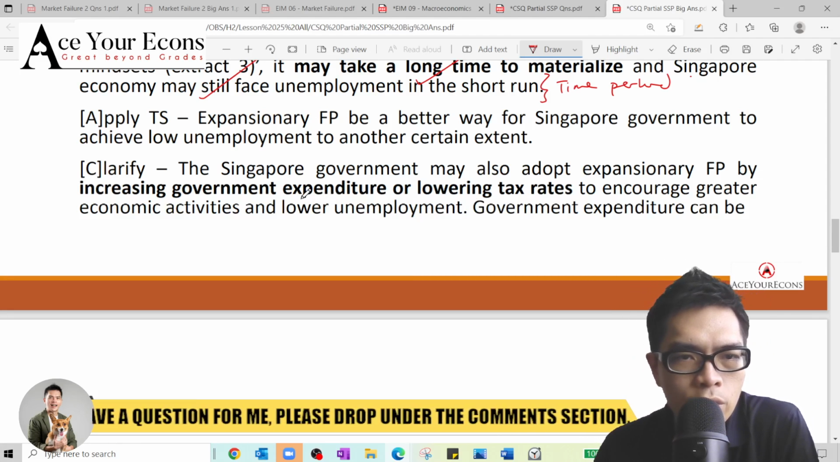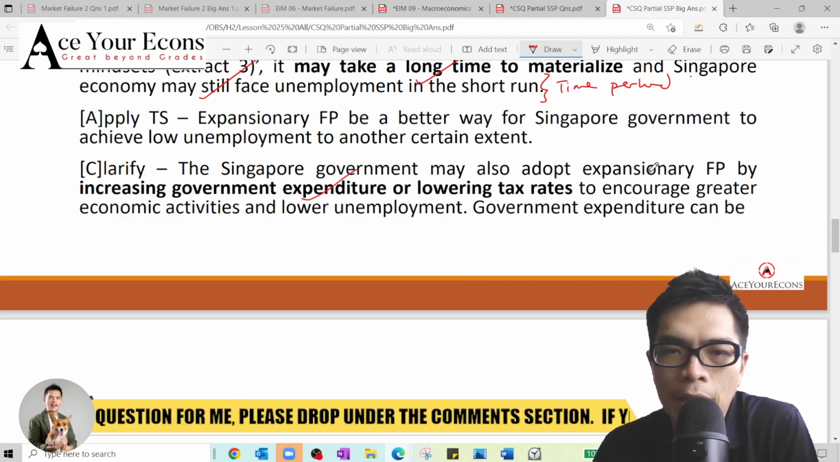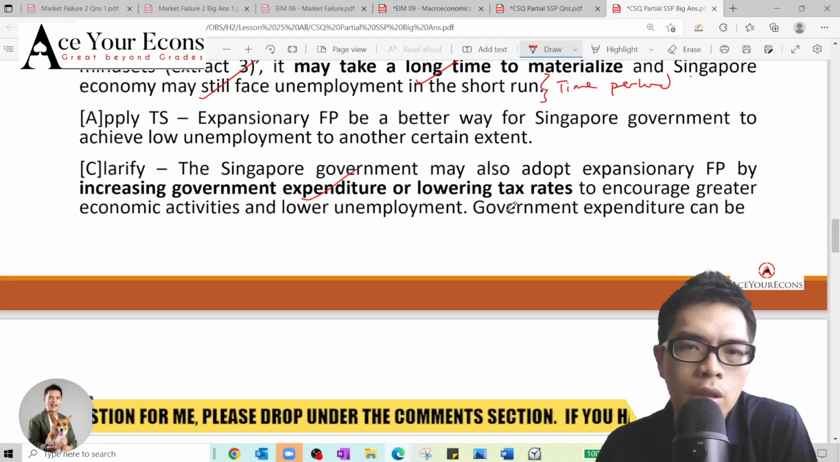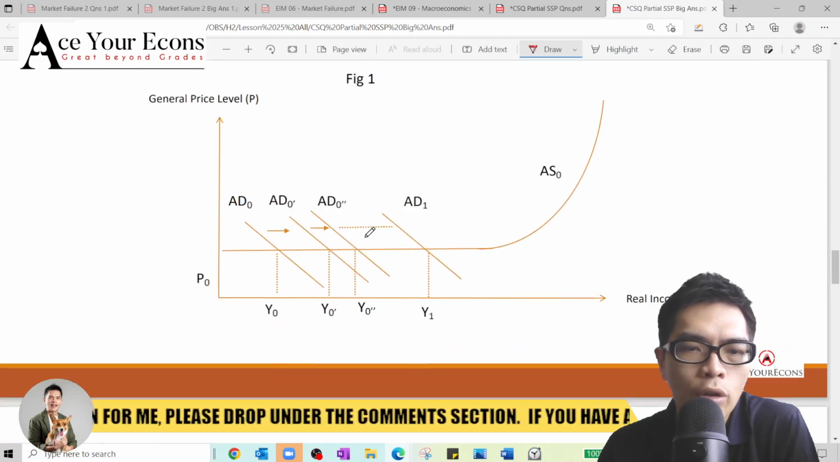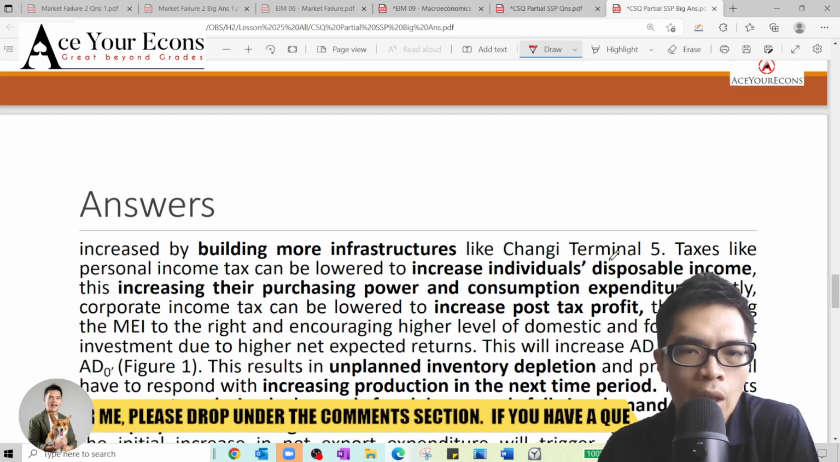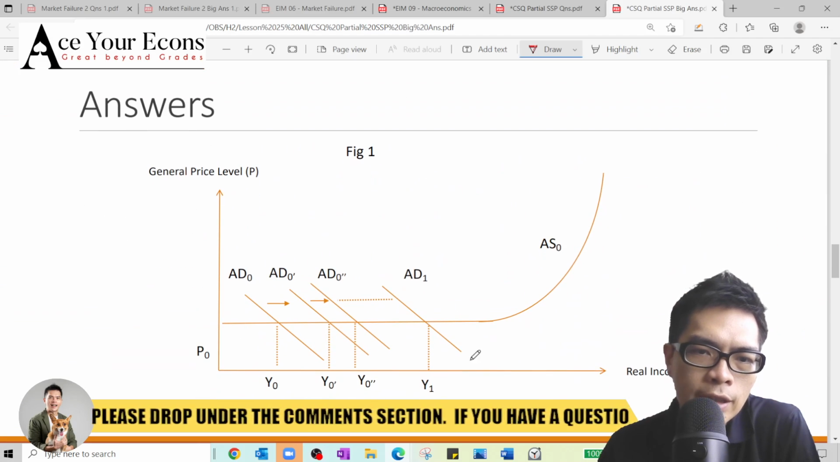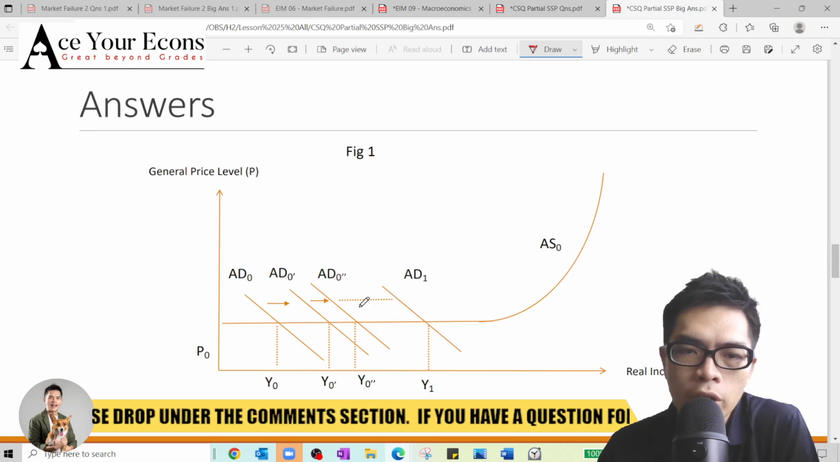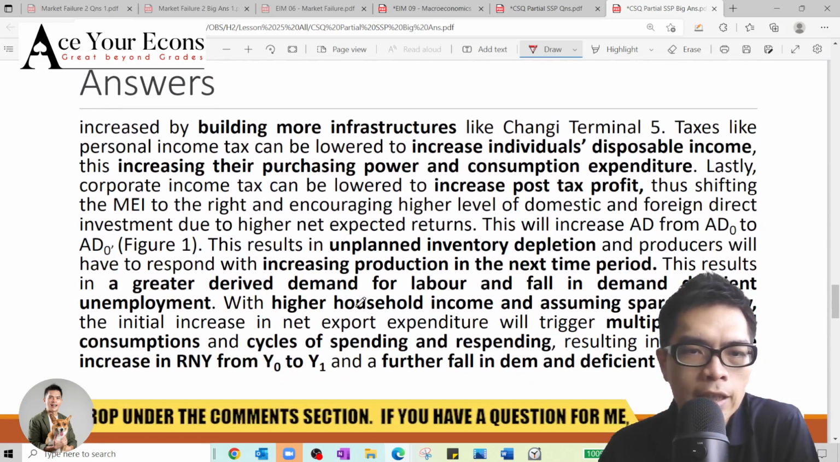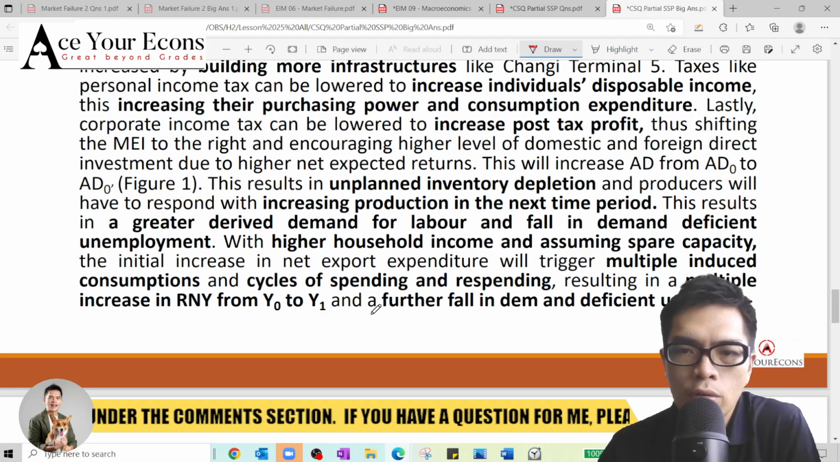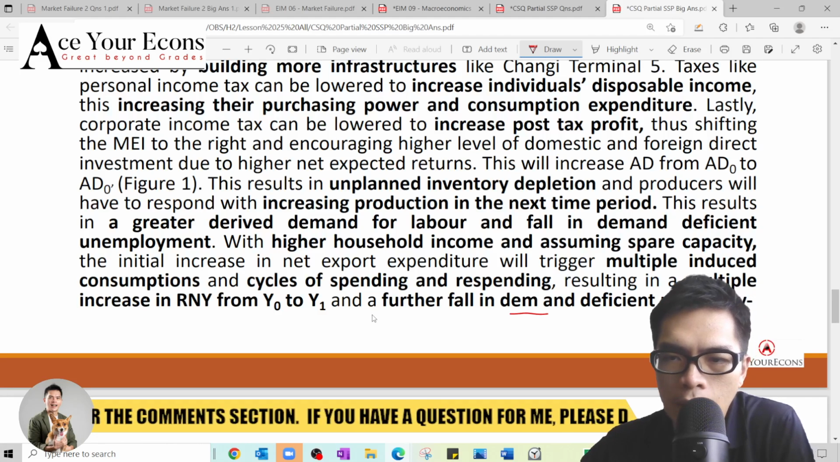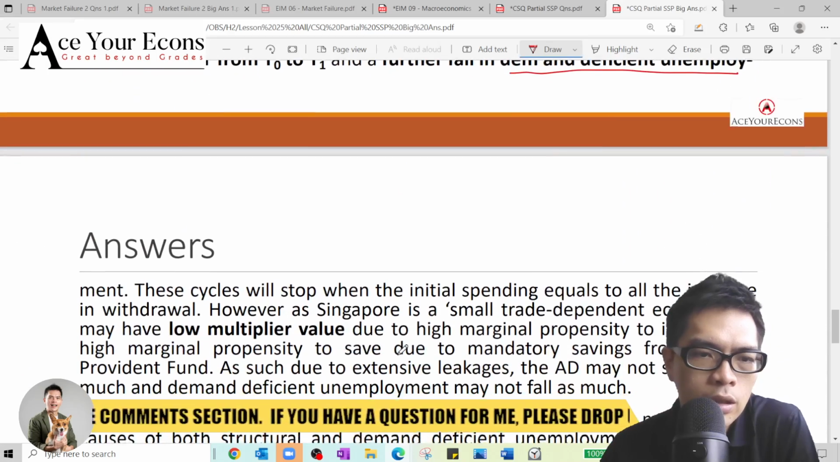Next, fiscal policy. You want to illustrate increasing of government spending and lowering of your tax rate, and this is to address demand deficient unemployment. You realize that the concept I have used here, the multiple shifts in your AD, is designed specifically to correct demand deficient unemployment. Do you see that?